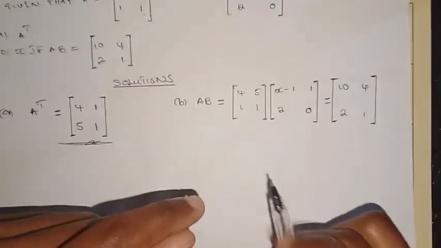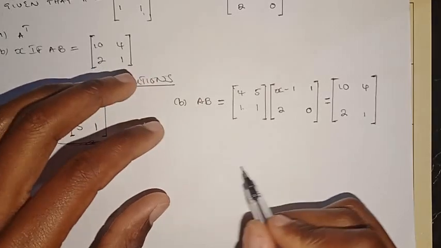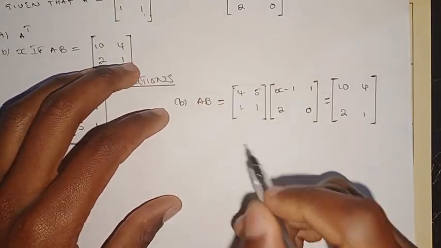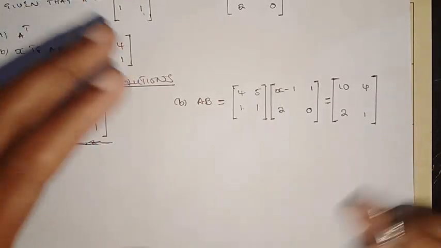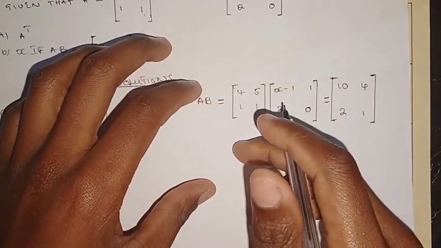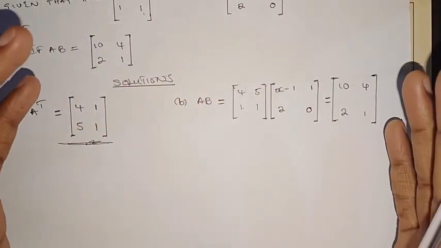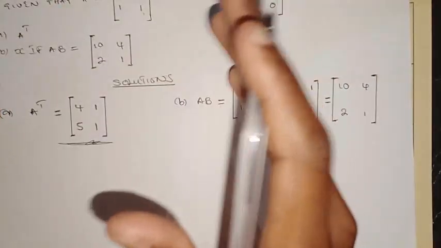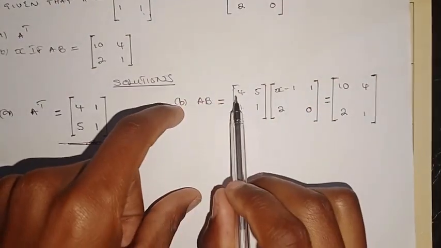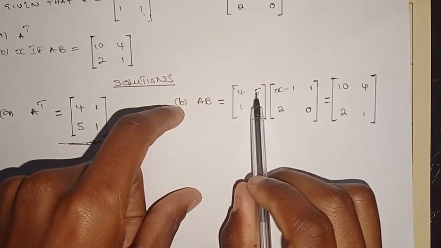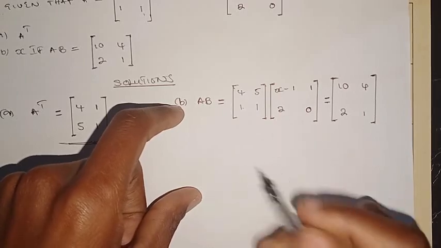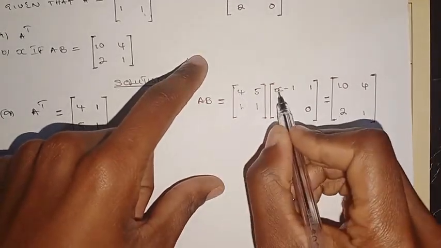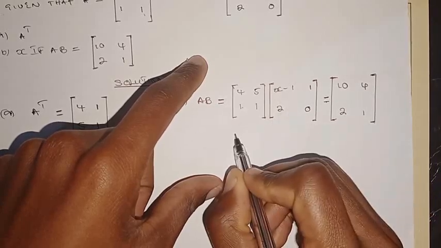So let us begin. If you do not know how to multiply a matrix, this is the point where I begin to explain. Whenever we are multiplying matrices, we need to multiply the rows with the columns. So let us multiply this row with this column and this column. So let us begin. What is 4 times x minus 1? So we're going to write it.